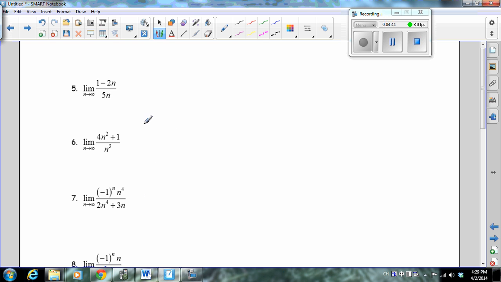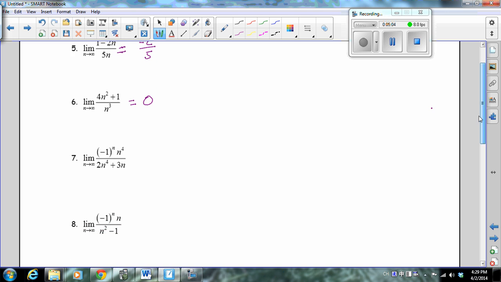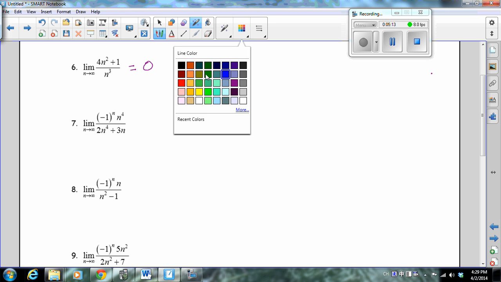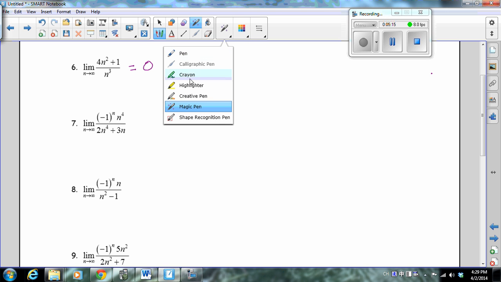I'm going to move to the next one. Here I have 1 minus 2n over 5n. Once again, they're the same, so negative 2 over 5 is your answer. 4n squared over n cubed, that's low over high. Low over high, I say it is equal to 0. Yes, it's this simple. I can show you other ways, but it makes it harder. Number 7 is slightly different. The first thing I will do is cover this portion, the portion I'm about to highlight.